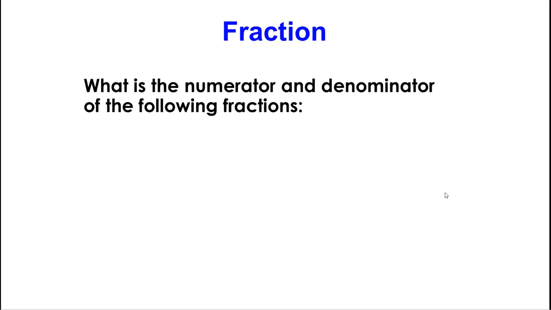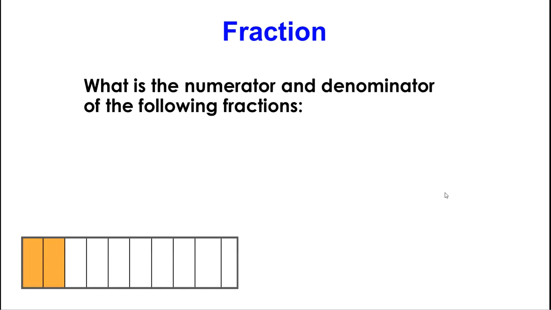What is the numerator and the denominator of the following fractions? Here's my rectangle. It has been divided into 10 equal parts, and 2 of them are shaded in orange. So I'm talking about 2 parts, and it is divided into 10 equal parts. My numerator is 2, my denominator is 10.